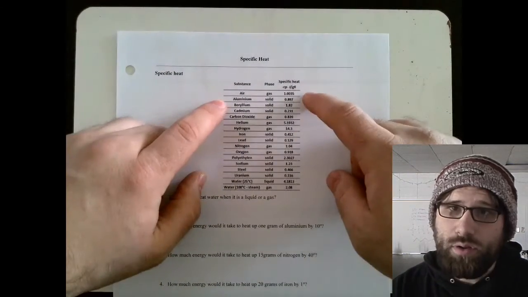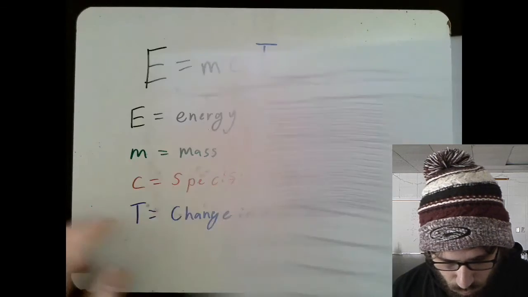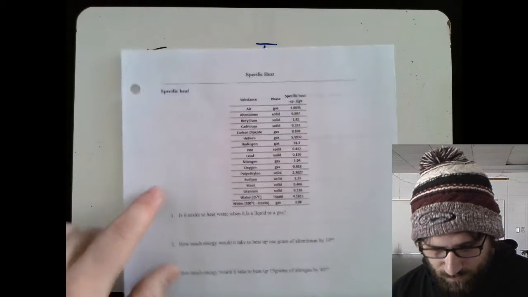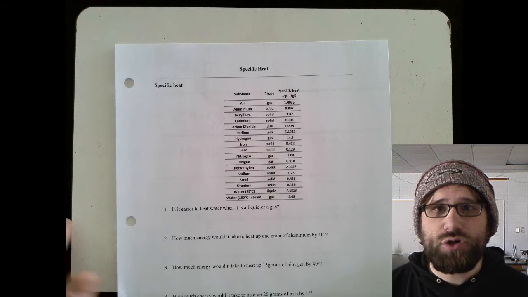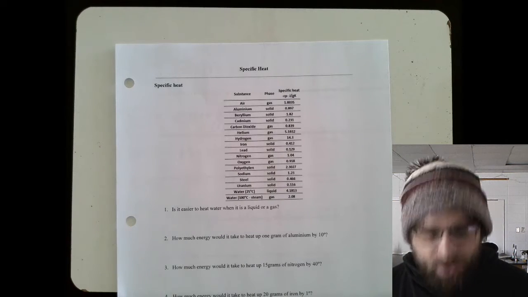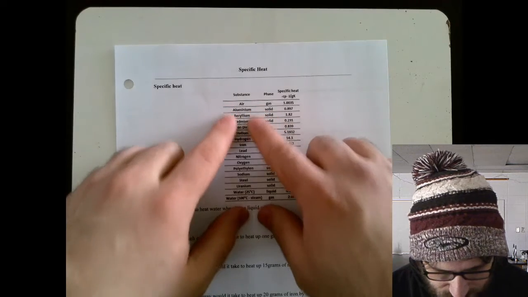gives you a table of the different values for specific heats for different substances. Now, what is specific heat? What does that mean? Well, if you think back to when we defined the joule, the specific heat was how much energy it takes to change the temperature of 1 gram of a substance 1 degree Celsius. So it's really how much energy is it going to take this substance to heat up? And all these different substances have different amounts of energy that they would need.